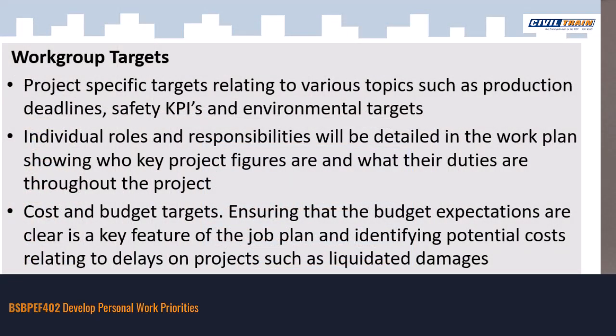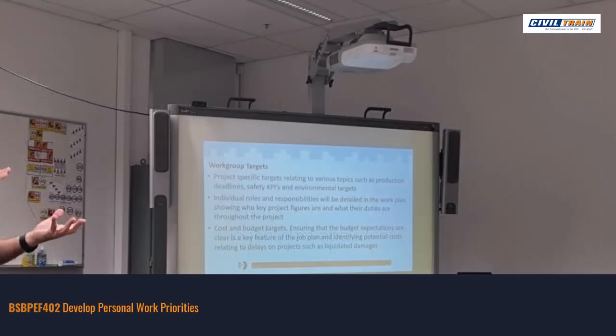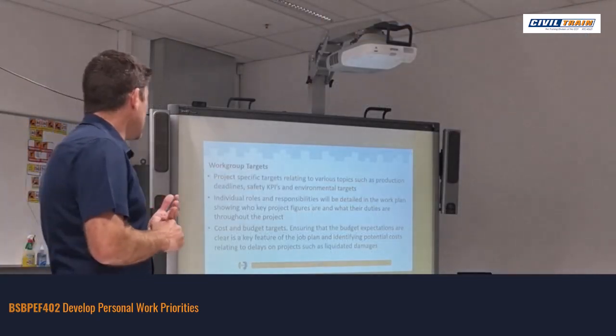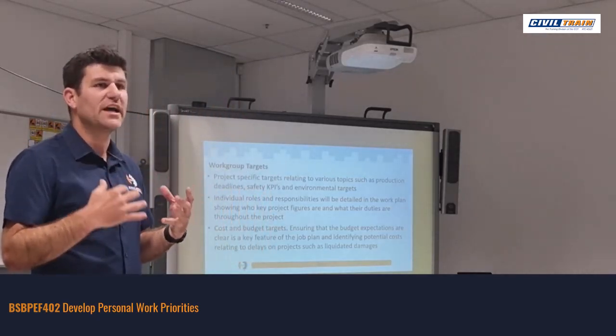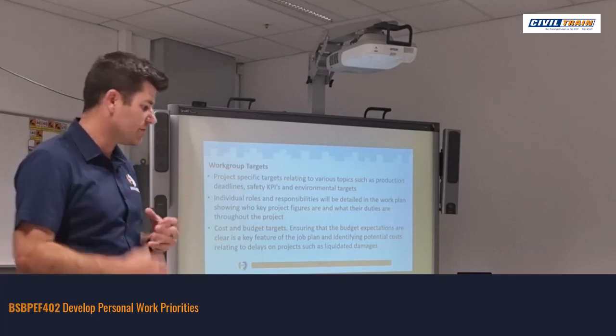Cost and budget targets. Again, we're not looking particularly in finance in this particular plan, but there may be cost and budget targets that need to be identified, and they also may be in your actual work plan as well. And definitely potentially a key feature of the plan, identifying potential costs related to delays in projects such as liquidated damages. So again, we're predominantly more or less looking at timeline, key responsibilities, and we'll be looking at you guys identifying those key barriers and your personal responsibilities for planning for the works.